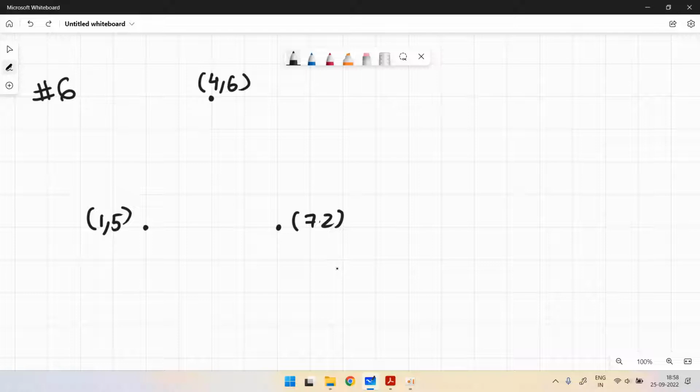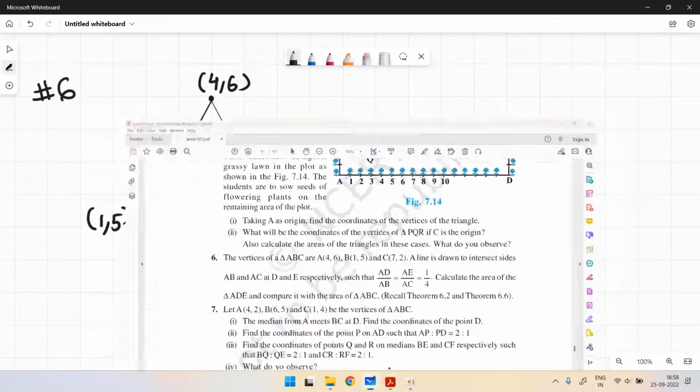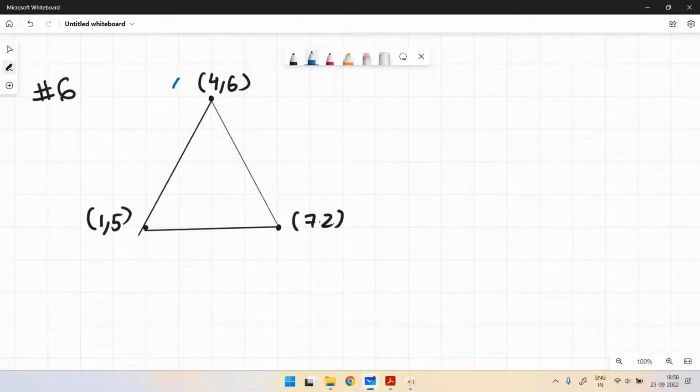If you join these, this is your triangle, and it is called ABC. So let me mark it like A. Sorry, I will mark it with B. This is my original question, so I will be doing it like A, B, and C.